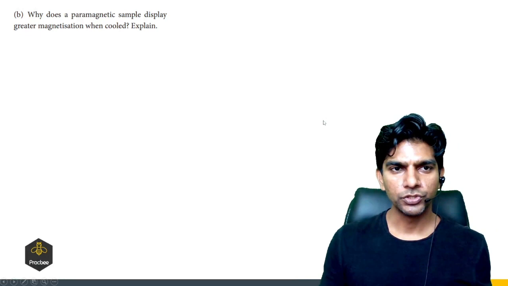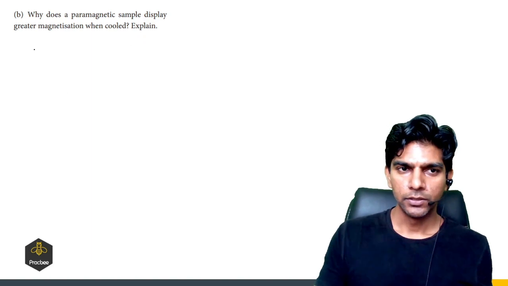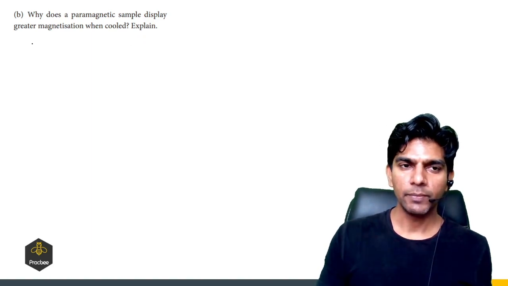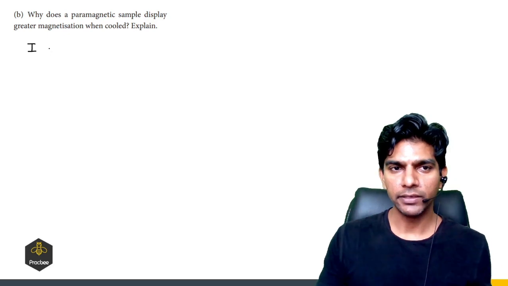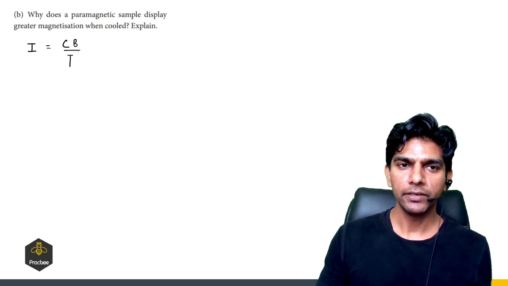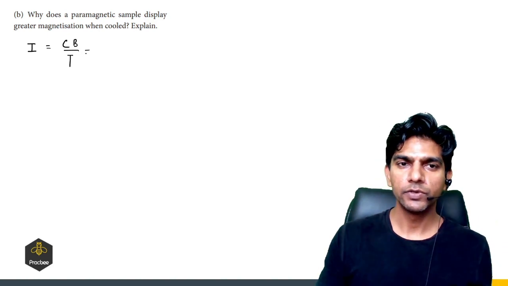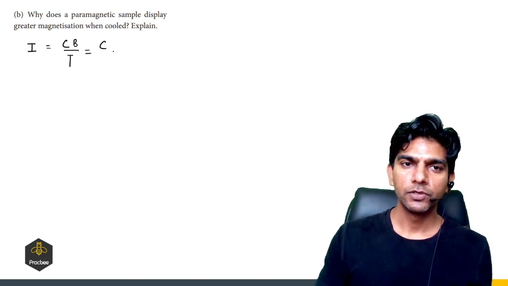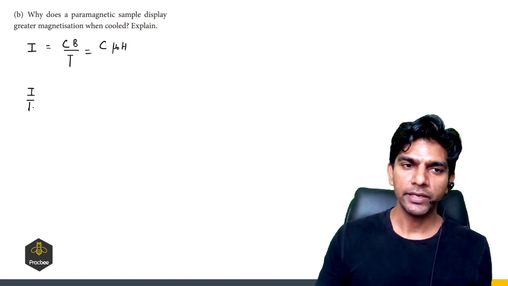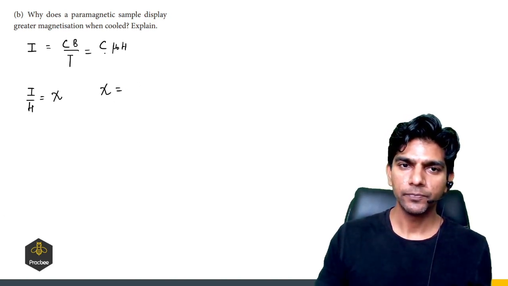Right, so now let us see one more question. Why does a paramagnetic sample display greater magnetization when cooled? We know that in case of a paramagnetic material, intensity of magnetization is given by I = C B / T, where B is the external magnetic field. So we can write this as C times mu naught times H, and this I by H is nothing but the magnetic susceptibility of the material. So magnetic susceptibility will be C mu naught by T.